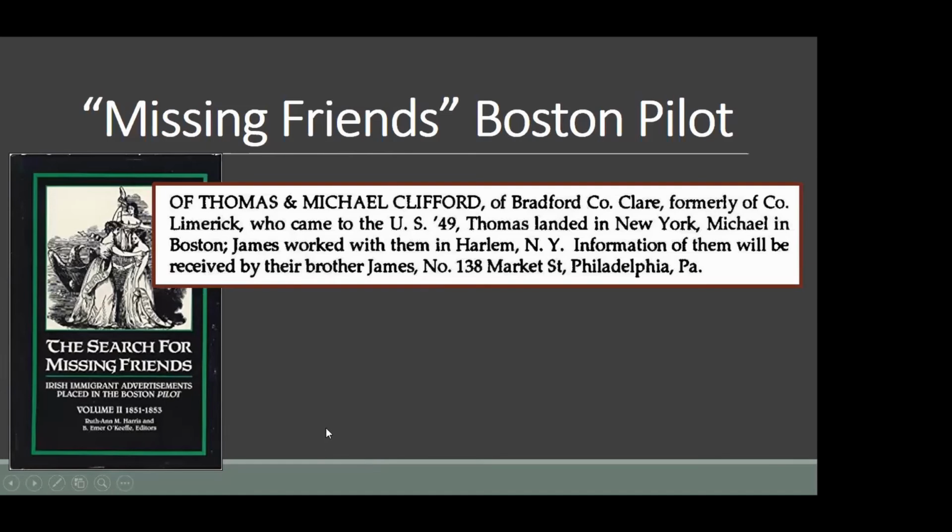So look at this family information that we have for these three immigrants who came over to the United States in the mid-19th century. And they are in 3 different states: Pennsylvania, Massachusetts, and New York.